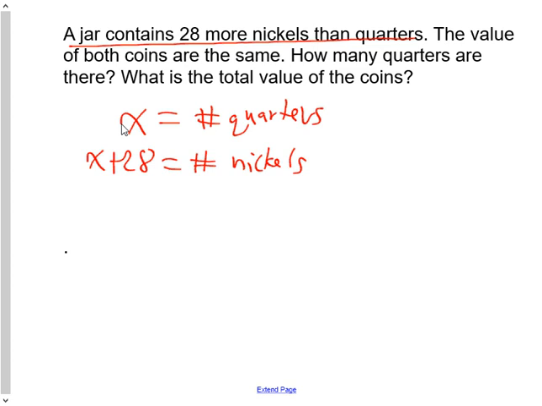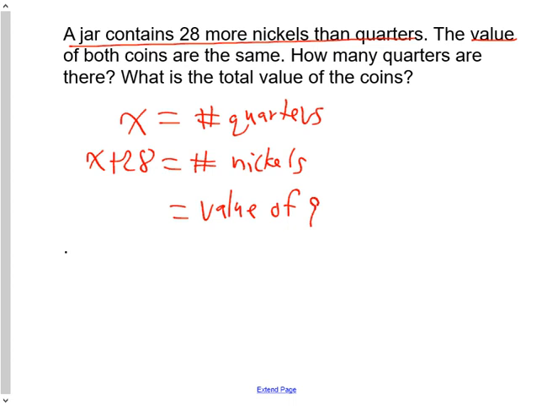But because we're given this one here, value of both coins are the same. And I'm thinking, okay, the value of both coins is the same. That means I'm going to have an equal sign and two expressions. The value of the quarters is equal to the value of the nickels. I can't use the number of quarters in that equation. I have to use the value of the quarters, and I have to use the value of the nickels. So I got to rethink this. I got to put the value of quarters.